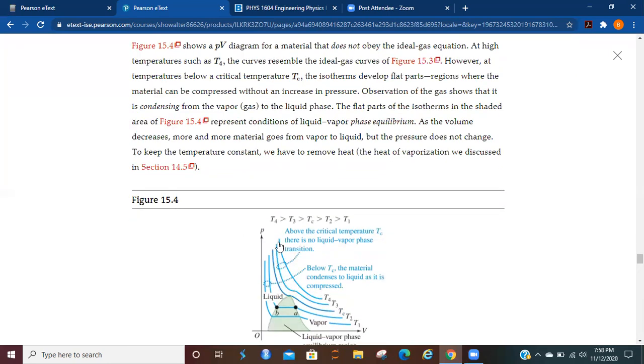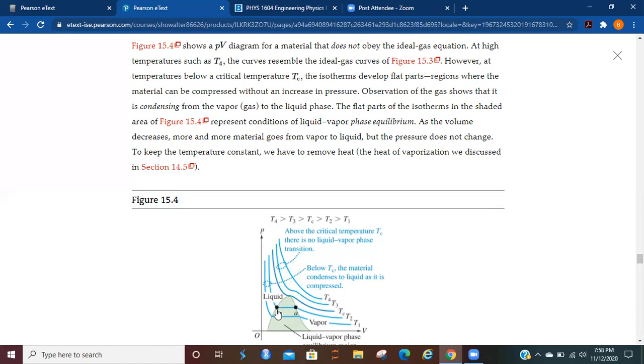You may have some situations here in which it doesn't obey the ideal gas equation, and at certain temperatures below a critical temperature, the isotherms develop flat regions where the material can be compressed without an increase in pressure. An observation of the gas shows that it's condensing from the vapor into the liquid phase. The flat parts of the isotherms here represent conditions of liquid, a vapor phase equilibrium. As the volume decreases, more and more material goes from vapor to liquid, but the pressure does not change.